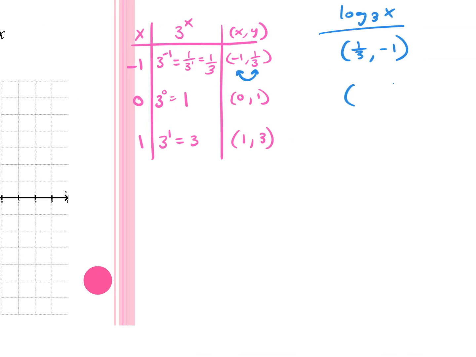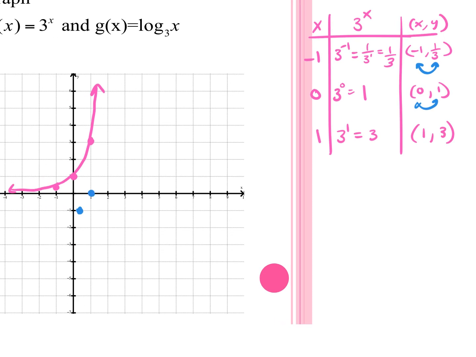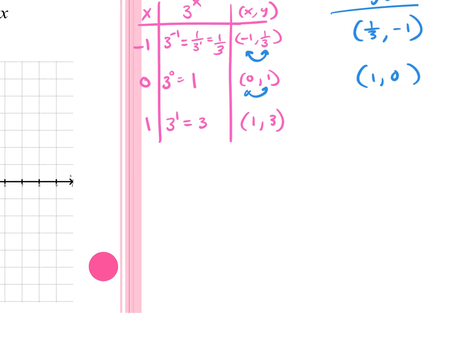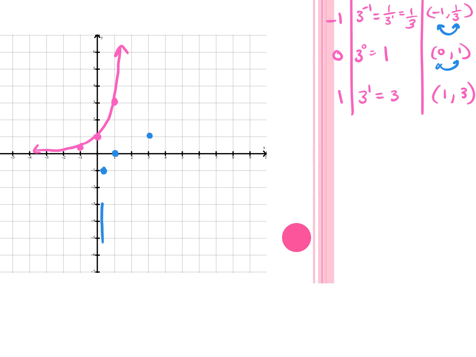Then my next point, again, I'm going to switch the x and the y, will be 1, 0. So we're going to go to the right 1, stay at 0. And then 3, 1 will be my third point. So I'm going to go to the right 3 and up 1. So now our graph's going to look like this.